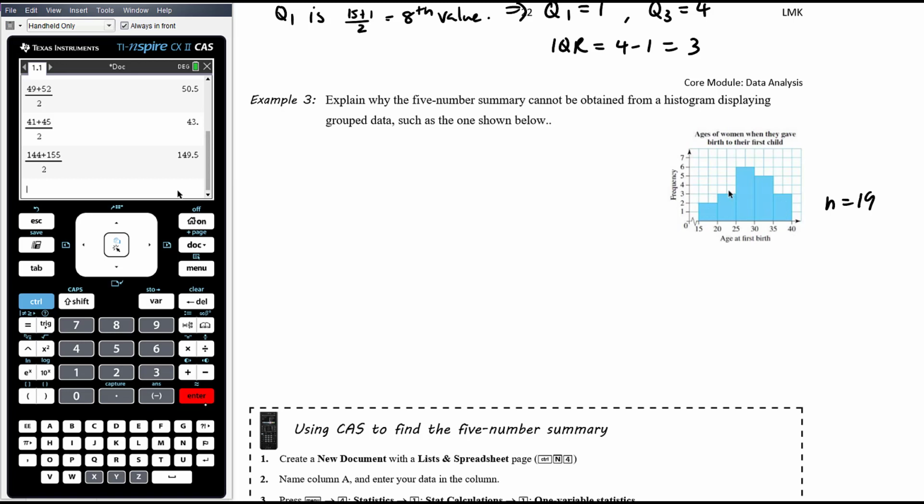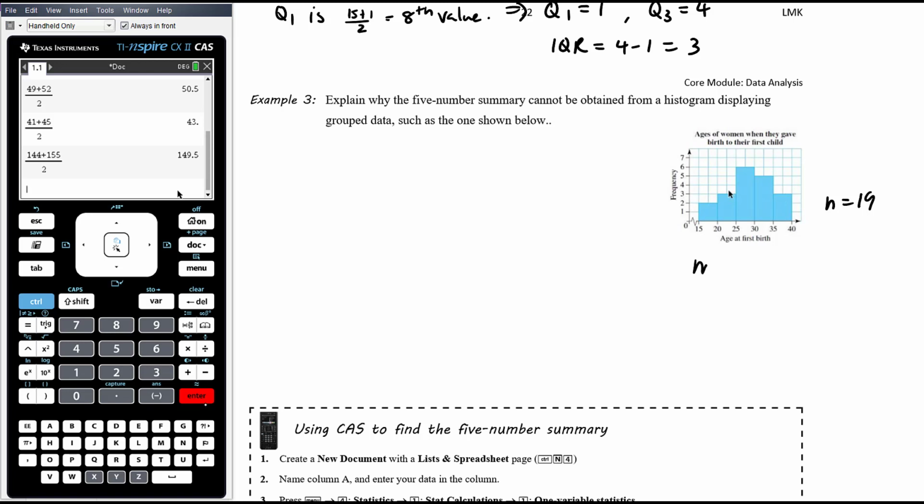So we could work out, for example, even as simple as if we were trying to work out the minimum and the maximum value. We can't be sure that the minimum is 15. We can't be sure that the maximum is 40. We just know that the minimum lies somewhere between, is bigger than or equal to 15 but less than 20. And we just know that the maximum is bigger than or equal to 35 but less than 40.